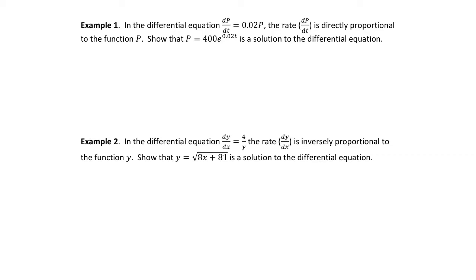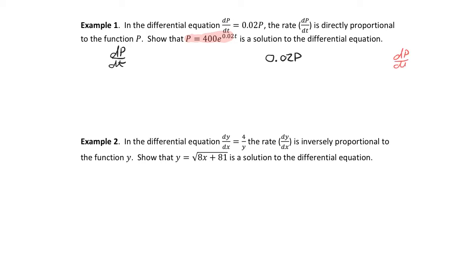So we're going to show that P equals 400 times e to the 0.02t is a solution to that differential equation. What I'm going to observe is that on the left side, I have dP/dt. That's the expression on the left side. The expression on the right side is 0.02 times P. In order to verify this, I need to figure out what the derivative is of P with respect to t. So we'll take our equation here, and we'll find its derivative. We'll do this off to the side.